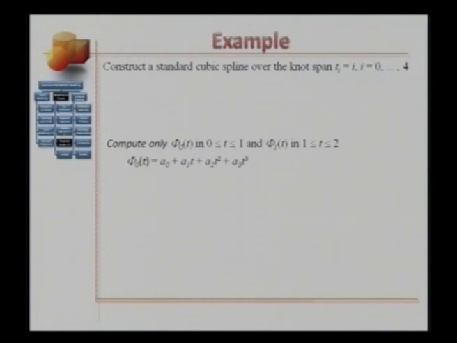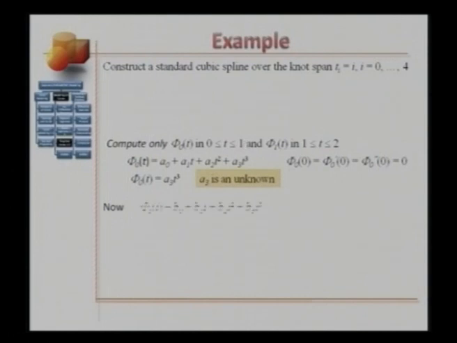Since each polynomial segment is cubic, we can write phi 0 t as a0 plus a1 t plus a2 t squared plus a3 t cubed. a0, a1, a2 and a3 are unknown coefficients that we need to determine. Let's start with the boundary conditions on the left. Position, slope and second derivative are 0. This would mean that a0, a1 and a2 are all 0. And so we can write phi 0 t as simply a3 times t cubed. a3 is still an unknown.